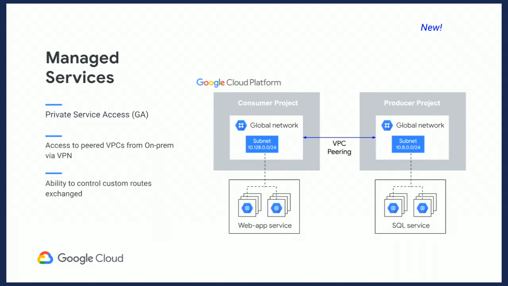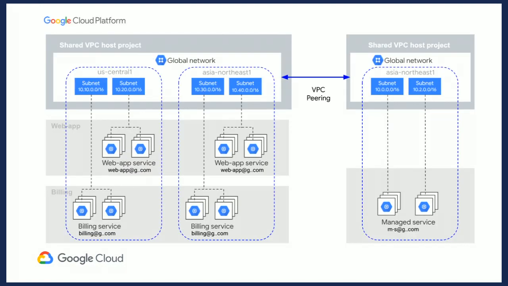Another thing that we have done over the past year is we have extended the functionality of VPC peering to the on-prem network. So you're now able to access your managed services via VPC peering from your on-prem via VPN or interconnects. Another really important feature we have added to VPC peering is the ability to control custom routes that are exchanged. So let's take a look at that in a little more detail.